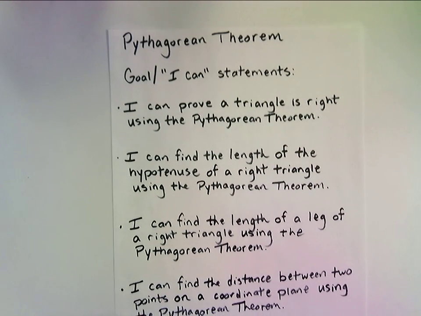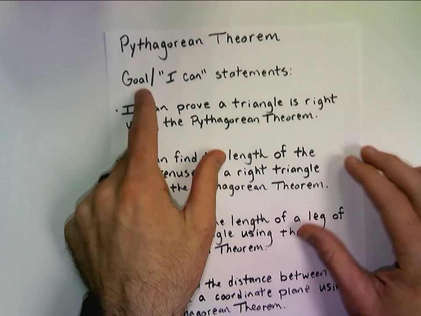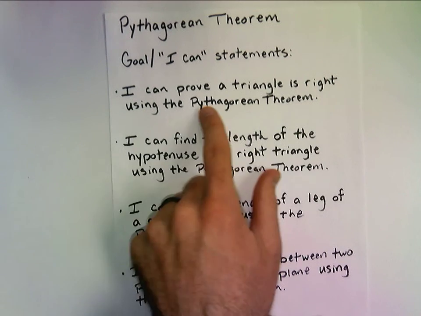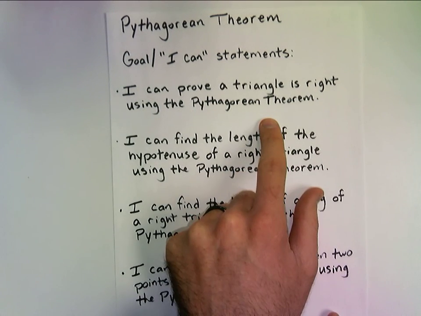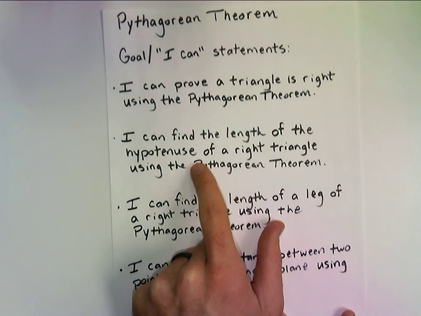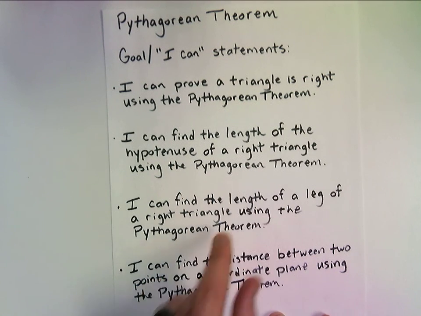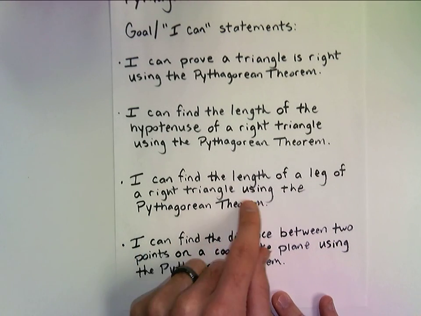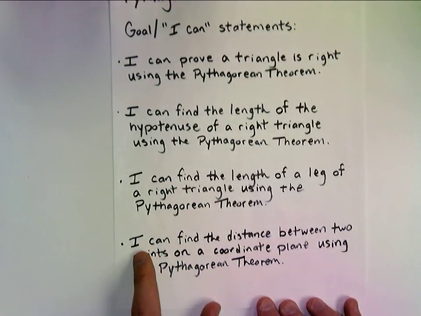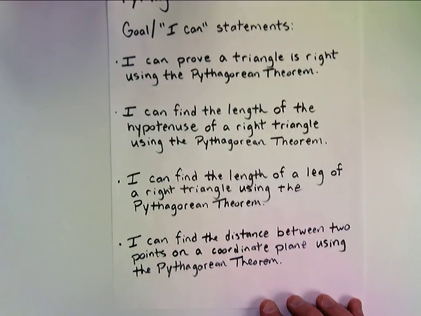Today's seminar is going to focus on the Pythagorean theorem, and our goal or I can statements for this lesson are going to be: I can prove a triangle is right using the Pythagorean theorem. I can find the length of the hypotenuse of a right triangle using the Pythagorean theorem. I can find the length of a leg of a right triangle using the Pythagorean theorem. And I can find the distance between 2 points on a coordinate plane using the Pythagorean theorem.